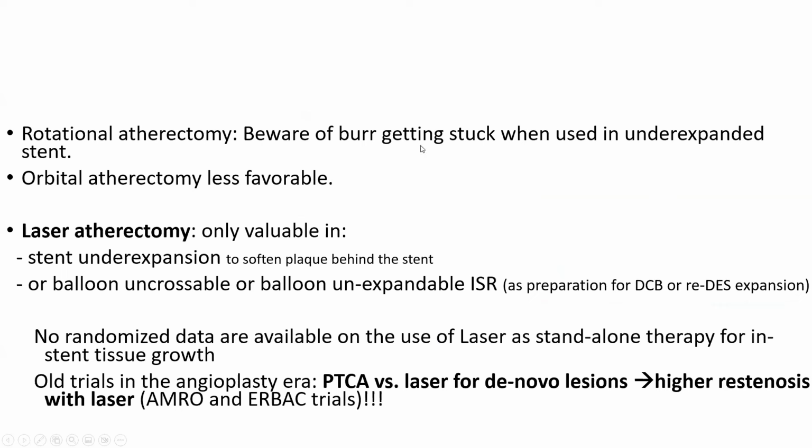And beware of the burr getting stuck when you use rotational atherectomy in an underexpanded stent. I'm not usually worried when it is a calcified neoatherosclerosis for which I'm using rotational atherectomy, but I'm more worried when the stent is underexpanded. Orbital atherectomy has been described in those cases, but I favor it less because it has an inherently higher risk of burr getting stuck in an underexpanded stent, as the orbital burr orbitates eccentrically.